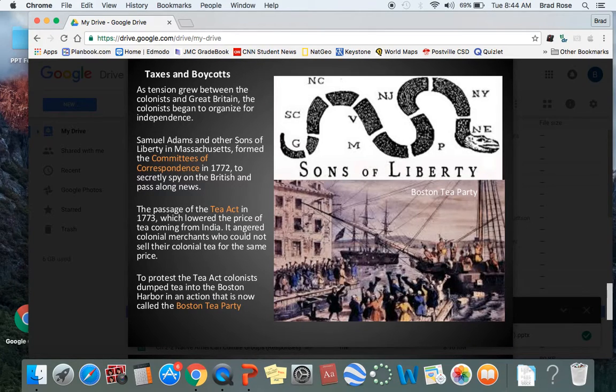In 1773, the colonists were again angered with the passage of the Tea Act, which lowered the price of tea coming from India. But this angered many colonial merchants who could not sell their colonial tea at the same price. As a result, again, the Sons of Liberty organized and held the Boston Tea Party, where they dumped this tea into the Boston Harbor.